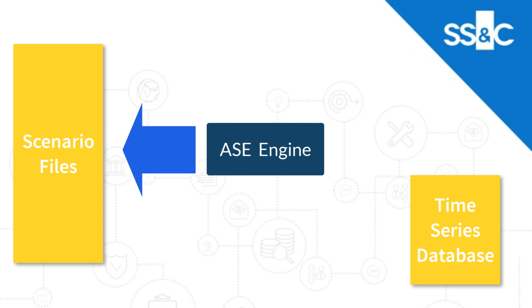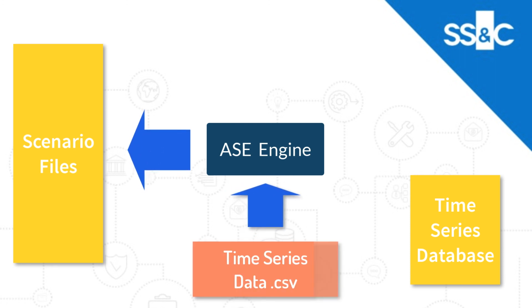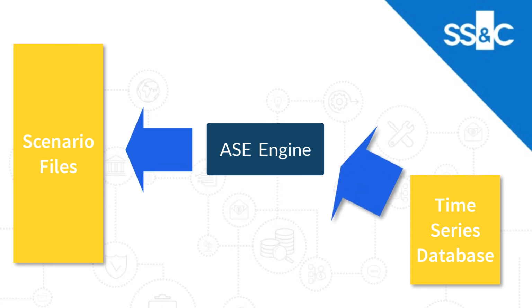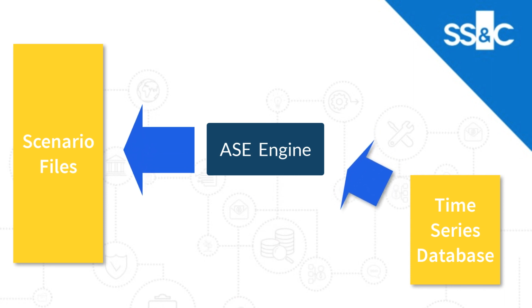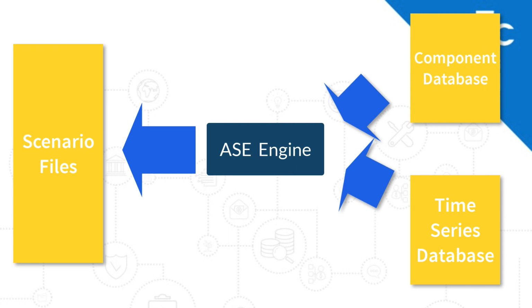At each run of the batch, the time series database needs to be updated with the latest values. The ASE engine is used to load data in the time series database. The time series database is then used by the ASE engine to generate scenario files. The ASE engine also needs information about the type of scenario you want to generate.